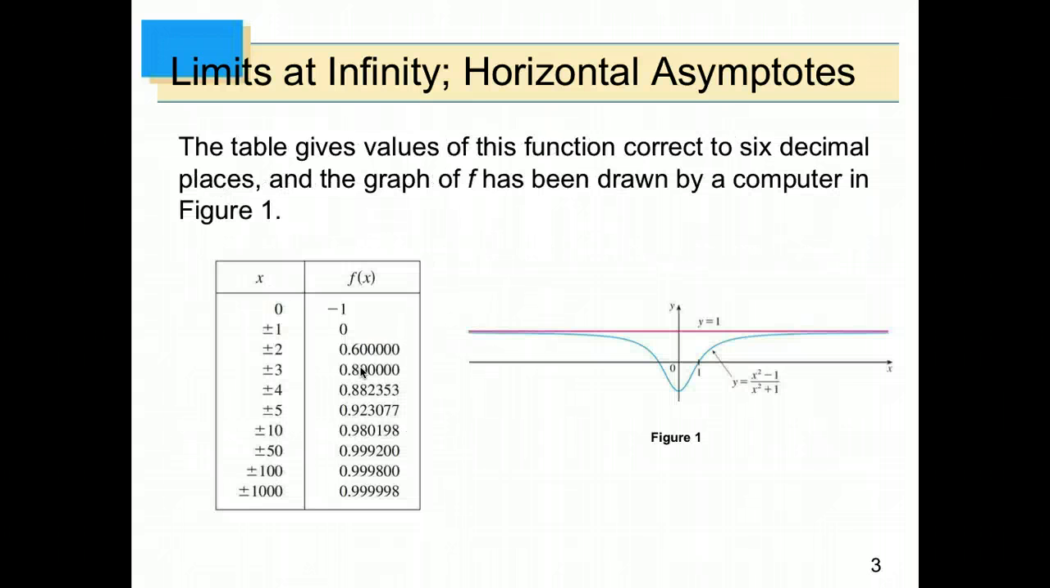And if you look at the table of values here, that's correct to 6 decimal places, and the graph of f has been drawn on a computer here. So we take a look at y equals f of x, defined as x squared minus 1 over x squared plus 1, and look at that horizontal line y equals 1.